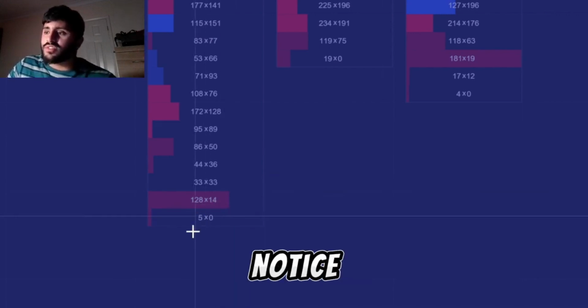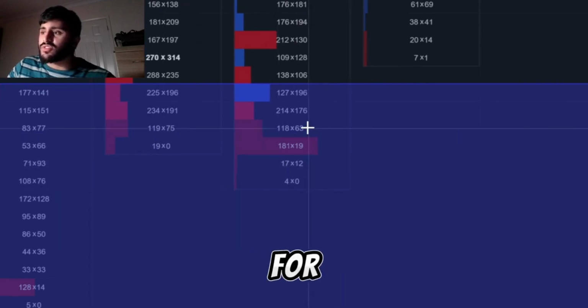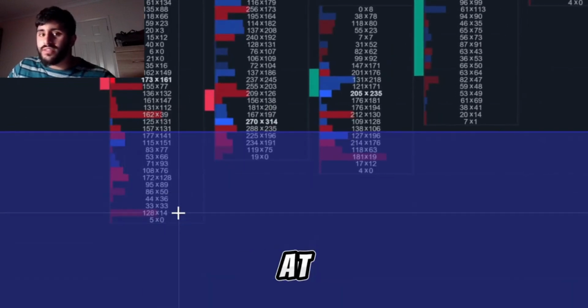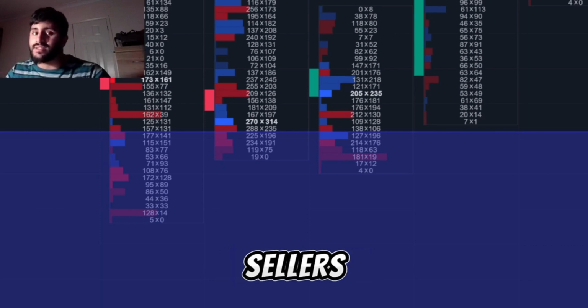What's also important to notice is that we have a 5 and a 0. We also have a 0 over here, 19 for 0, and another 4 for 0, as well as 181 for 19. So what you can see just by looking at this rejection and the next rejection is that we have a lot of aggressive sellers in this area.